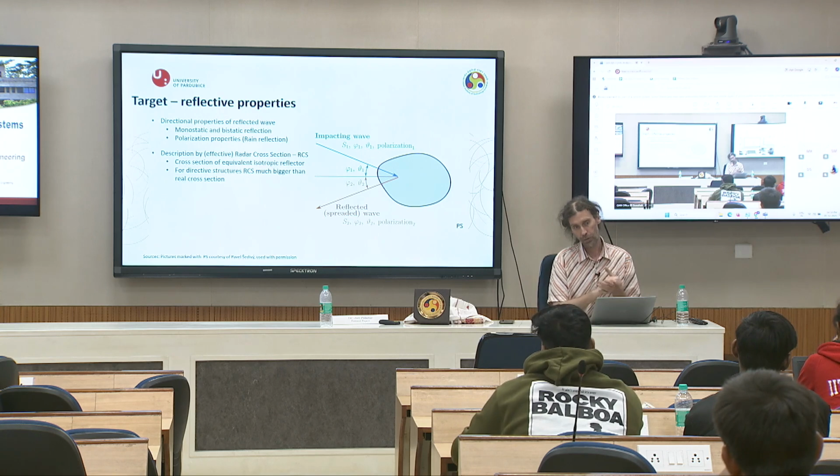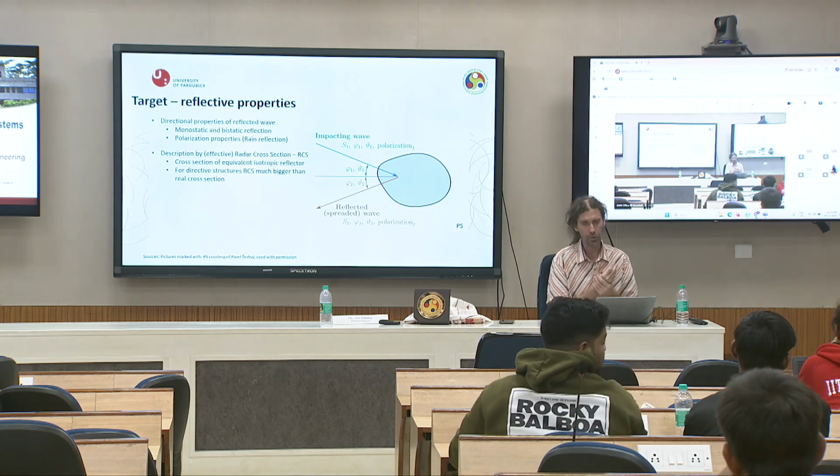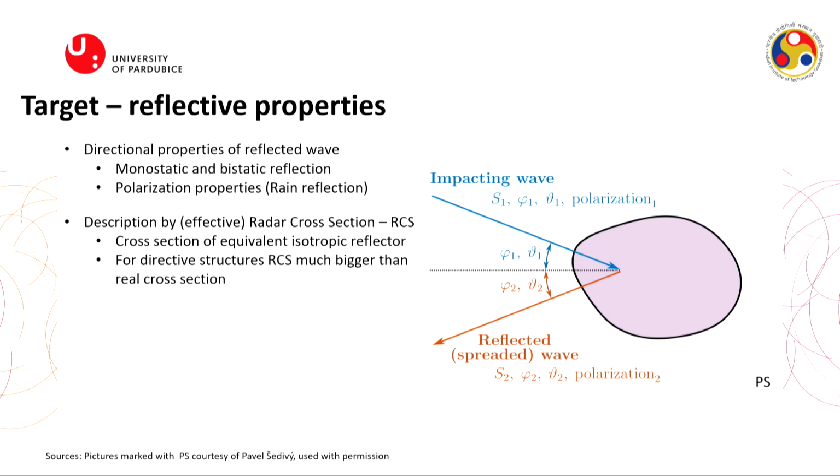Now I want to say a few words about reflective properties of targets. So imagine we have an impacting wave, and what does it depend on? We can have monostatic or bistatic reflection. I will talk only about monostatic. An important property is polarization, and as you know we can have three different kinds of polarization: vertical, horizontal, and cross polarization, where you transmit one polarization and receive another polarization.